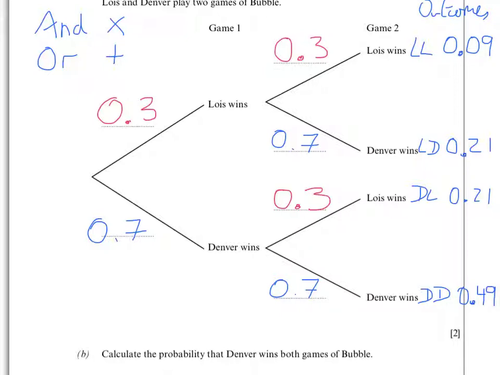Now to double check, we might just want to add up our probabilities to make sure that they add up to 1. So 0.49 and 0.21, well, the 1 will take us to 0.5, and the 2 in the tenths column will take us up to 0.7. Another 0.21 will be 0.91, and the 0.09 takes us out to 1. So we know that we've done that correctly.